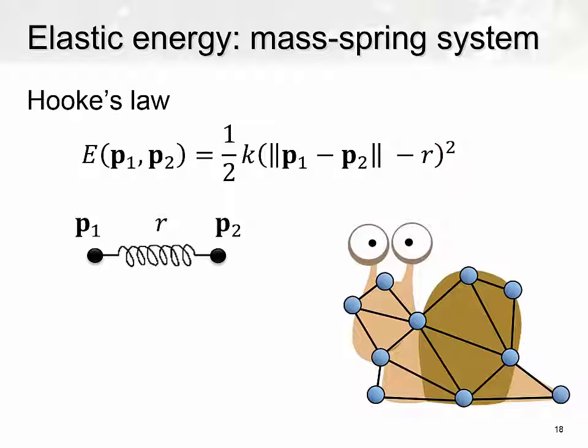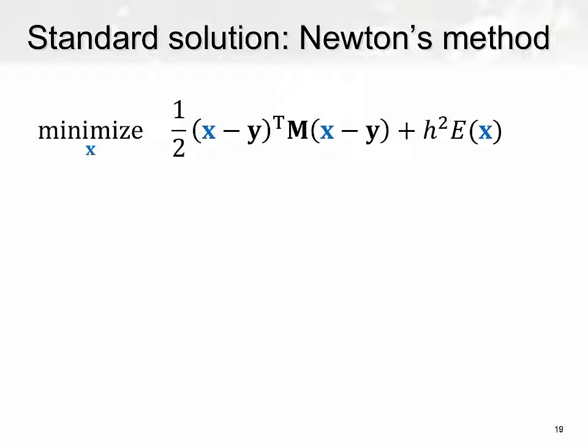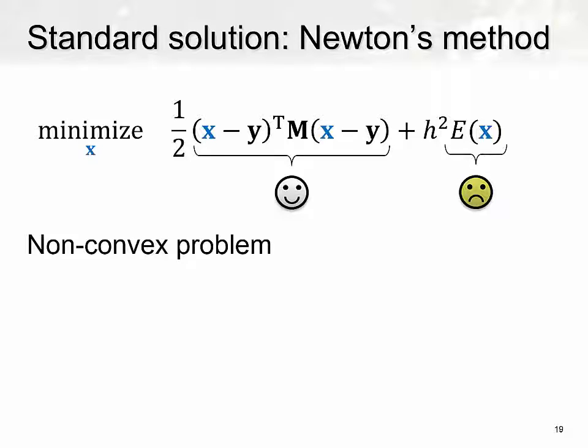looks simple, but unfortunately the resulting elastic energy, once we add all these springs together, is nonlinear and non-convex, and that complicates things. Because the typical way to solve this optimization problem is using Newton's method. And as we know, Newton is an iterative method which computes the Hessian at each iterate to find a good descent direction. So if we look at our objective, we can see that the inertial term is convex, but the elastic potential is not. And this turns the entire problem non-convex.